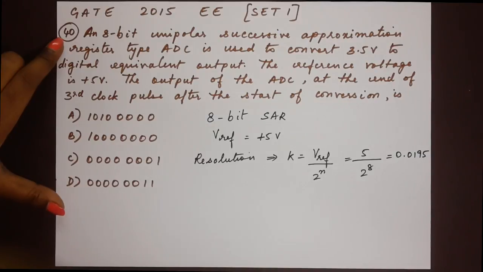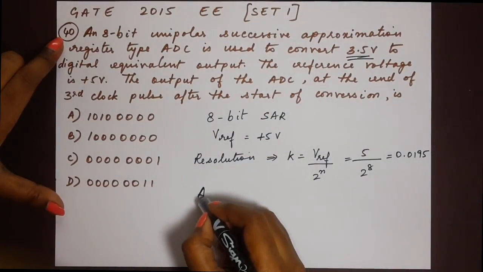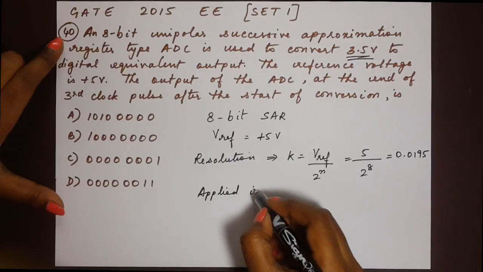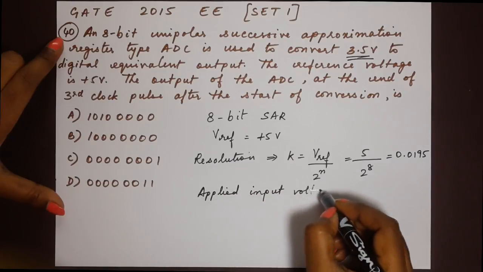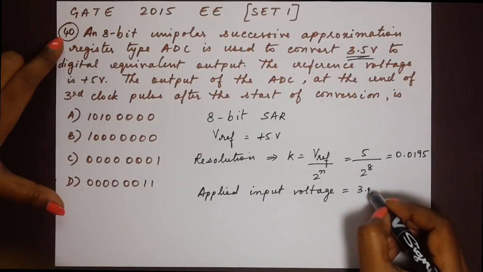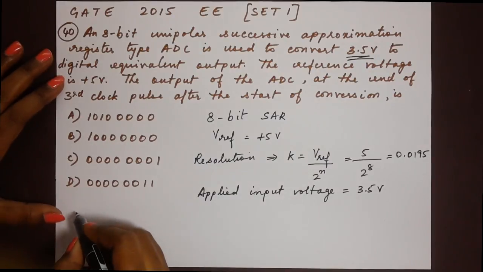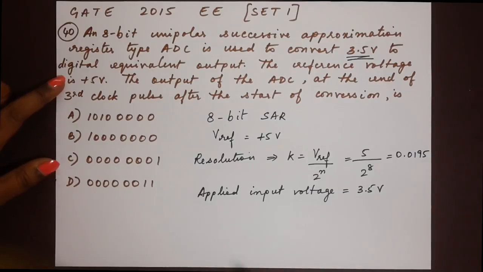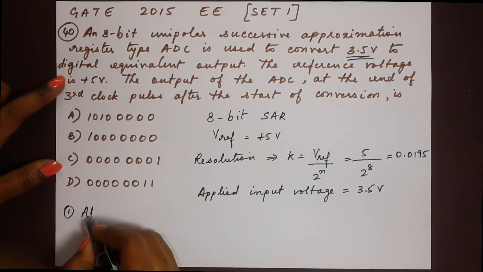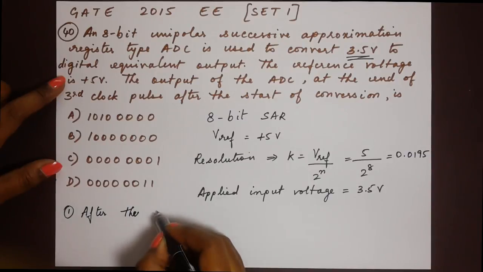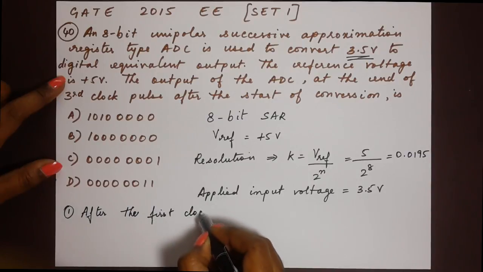Now we have also been given the applied input voltage, which is 3.5 volts. When we are talking about successive approximation ADC, we should know that it always starts working from the MSB. So we are going to calculate and write down what happens at every clock pulse. The first part is after the first clock pulse.